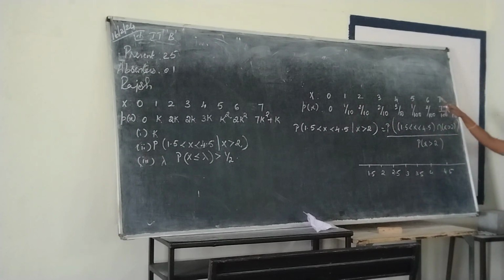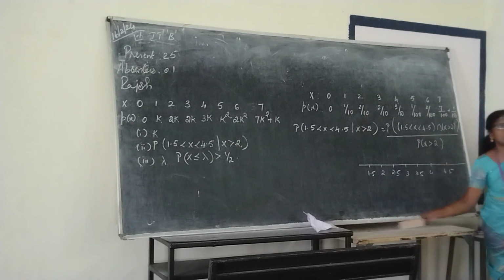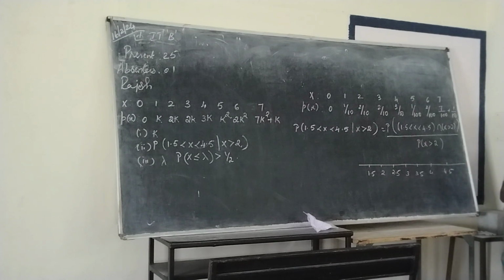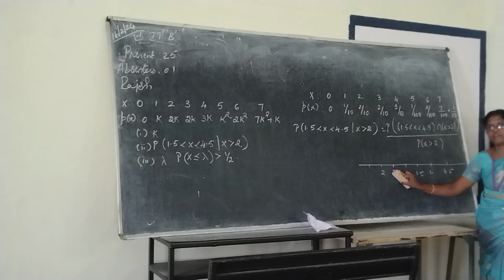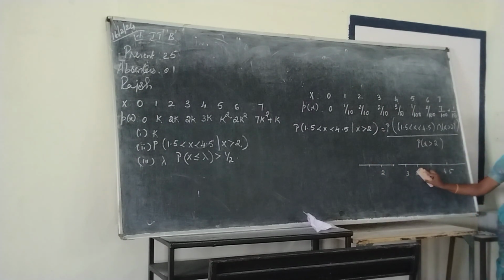But whether in our case all these values are there, how is x defined in our paper? Our original x is 0, 1, 2, 3, 4, 5, 6, 7. Only integer values are defined. So whether we may have a 1.5, whether we have a 2.5, 3.5, 4.5.